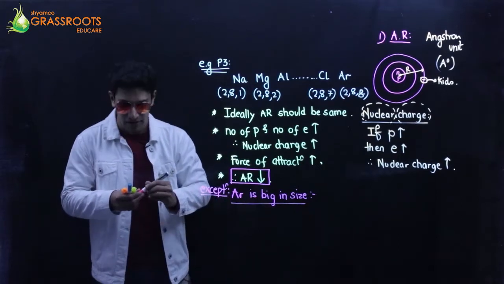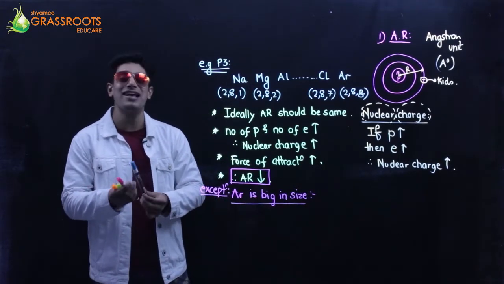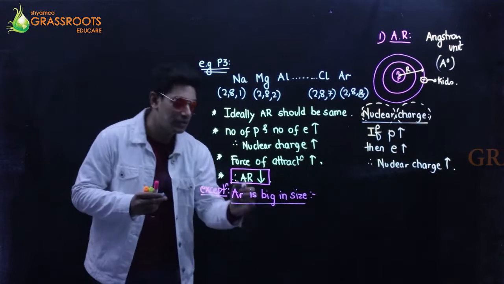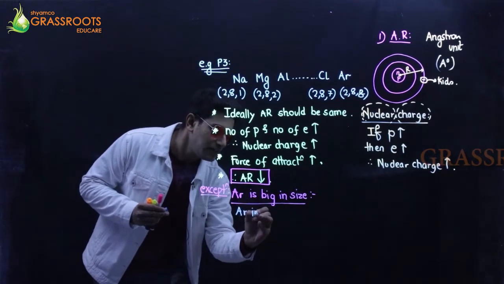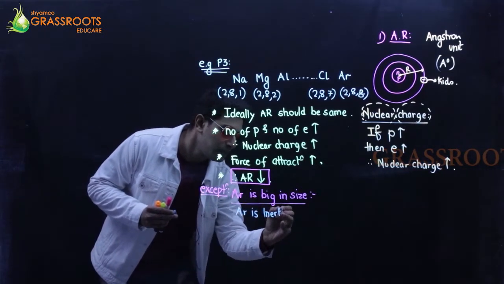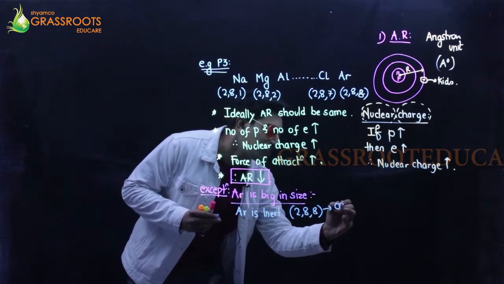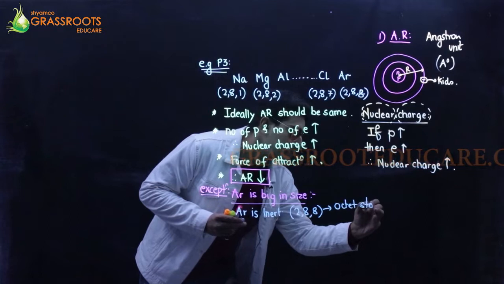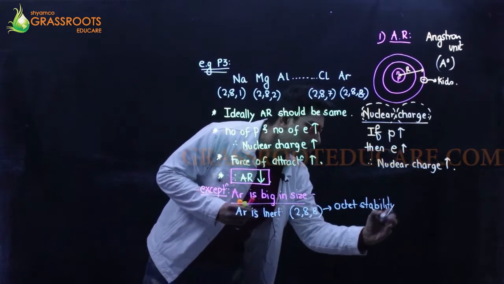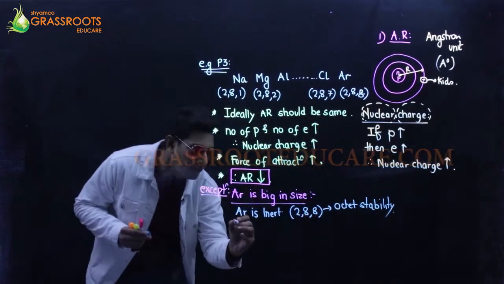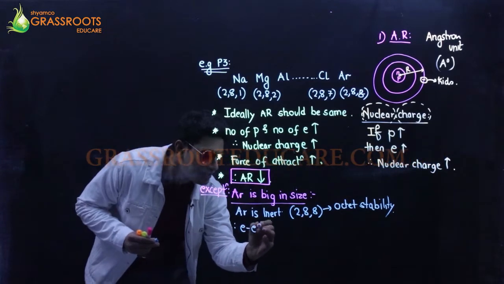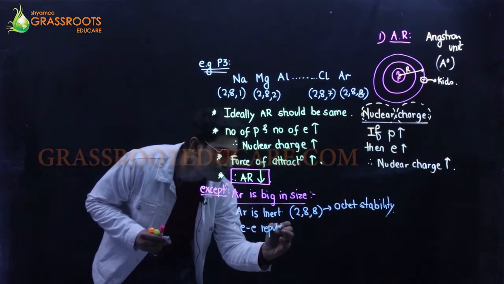Reason? What is the reason? Reason number one, argon is electrically stable. Can I say argon is inert? It has 2, 8, 8 electrons and it has octet stability. Octet stability. Therefore, the electron repulsion is more.